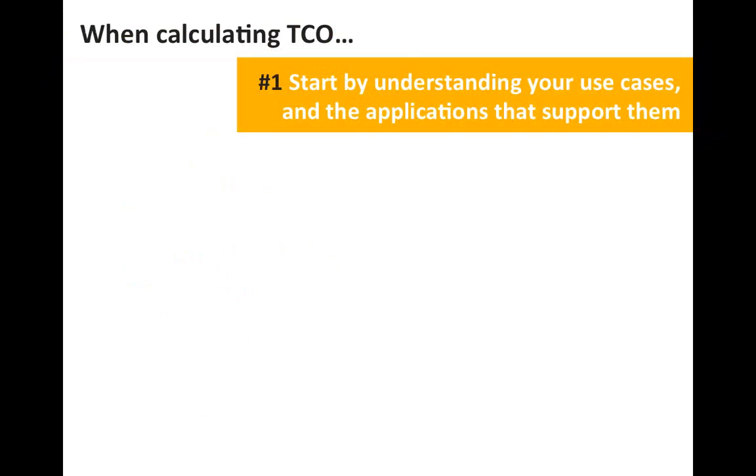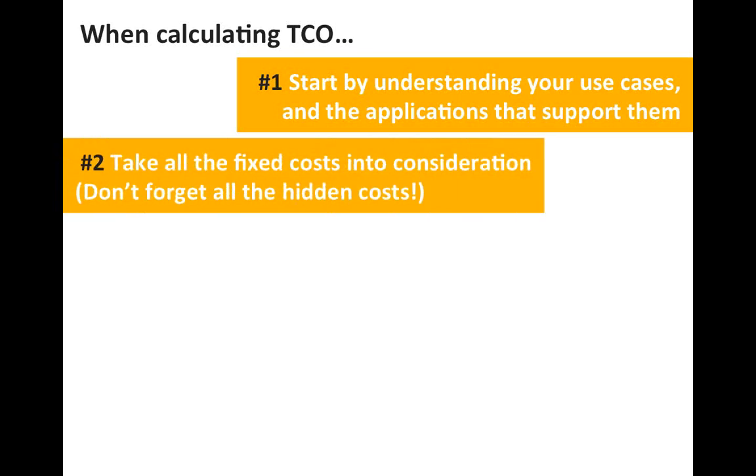So when calculating TCO, start by understanding your use case. So that's very important, step number 1. On to the next step. As I mentioned earlier, when comparing TCO, it's often very difficult to get an apples-to-apples comparison. So it's very important when you do these calculations that you take all the fixed costs into consideration. So don't forget a lot of the hidden costs involved in it. It's all too easy to just look at the superficial cost of an on-premises application.